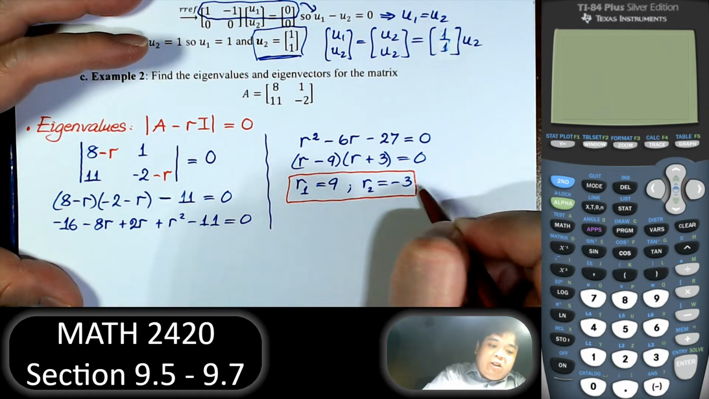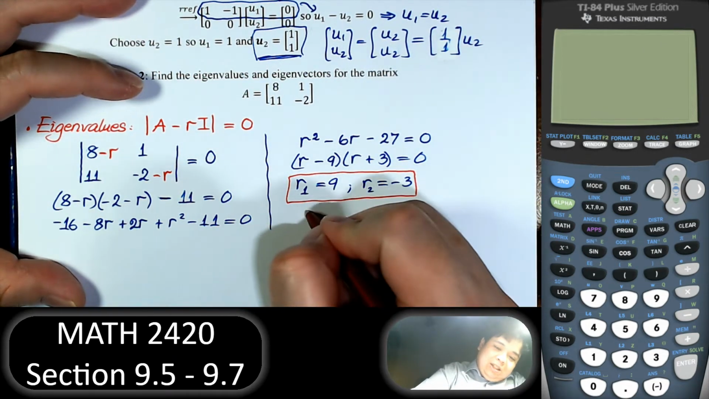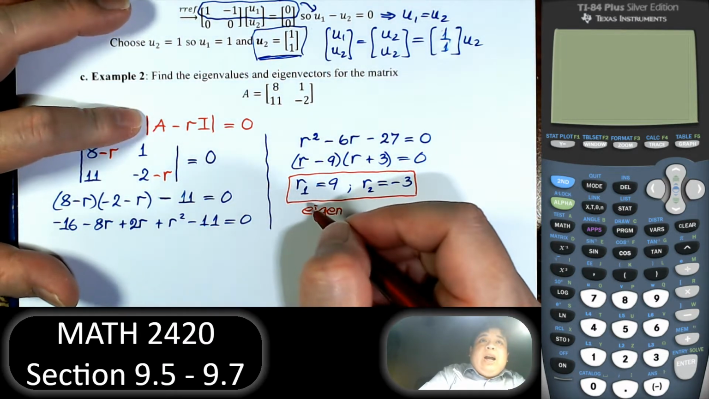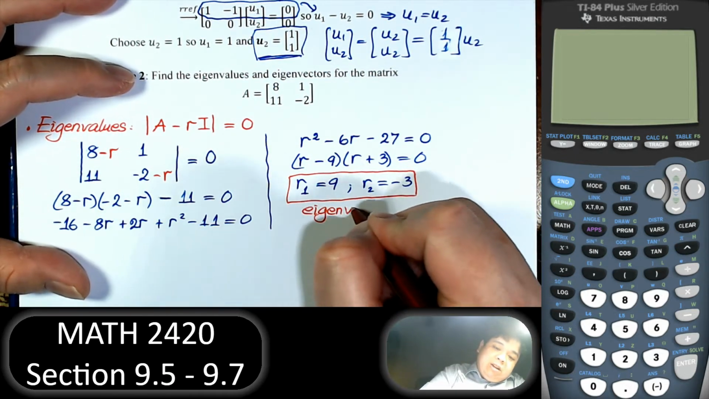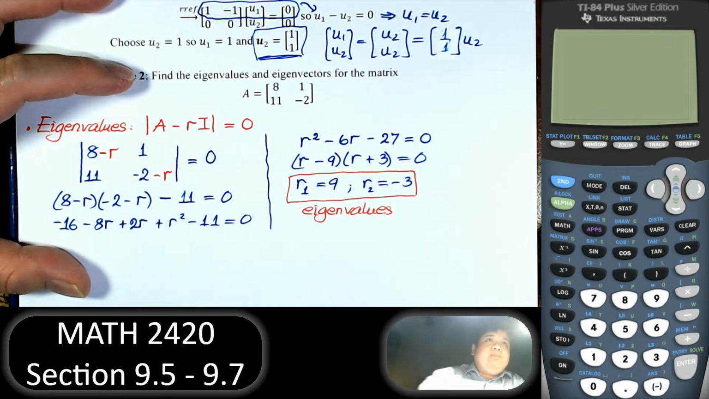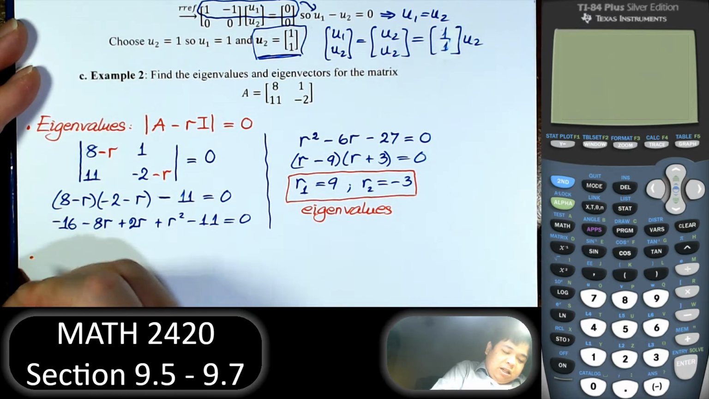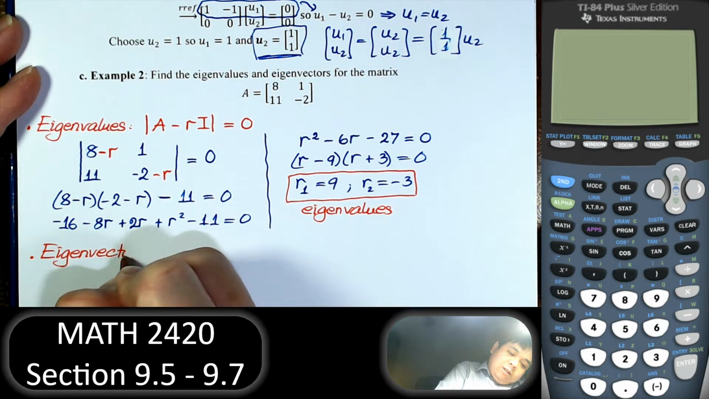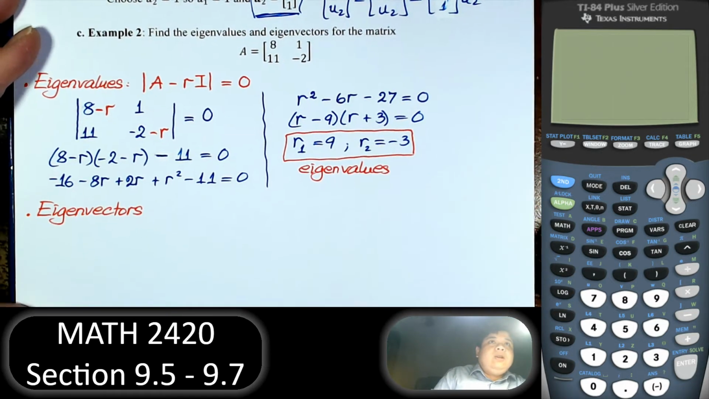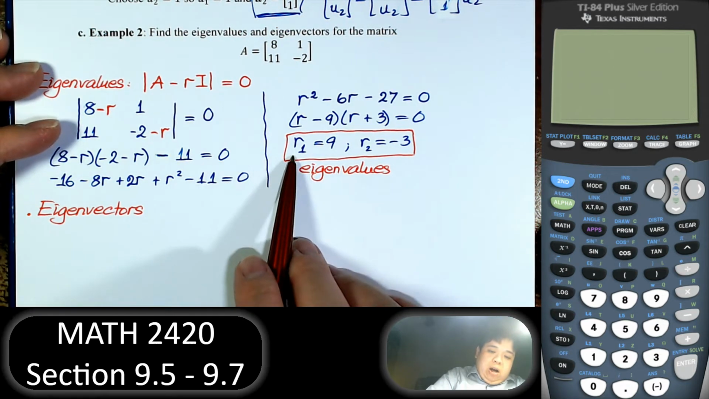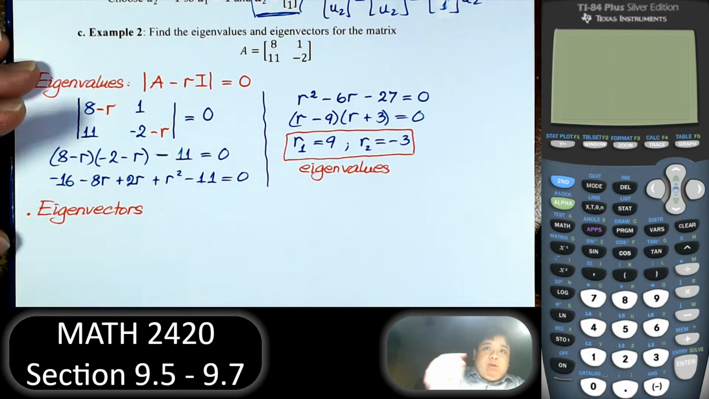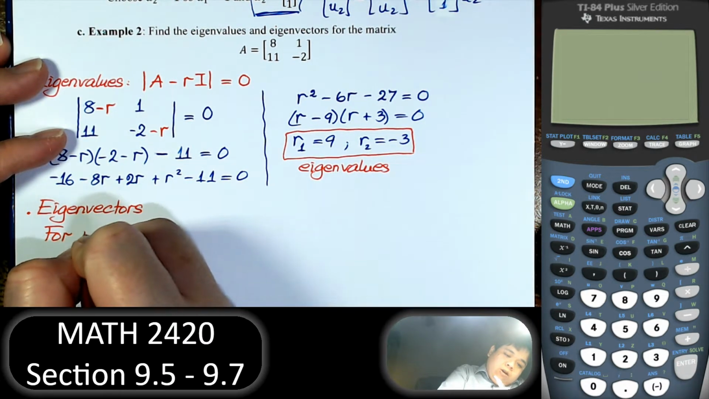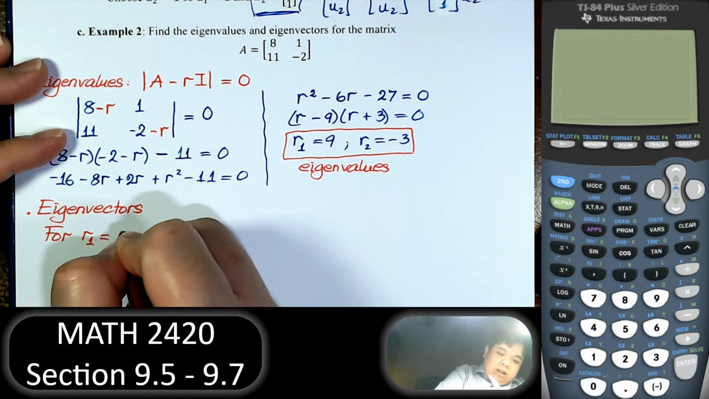Right, simple enough, right? Solving this equation, called the characteristic equation, gives us the eigenvalues. Next, eigenvectors. We have two eigenvalues, r1 equal to 9, r2 equal to negative 3. We have to solve for each one. First, for r1 equal to 9.